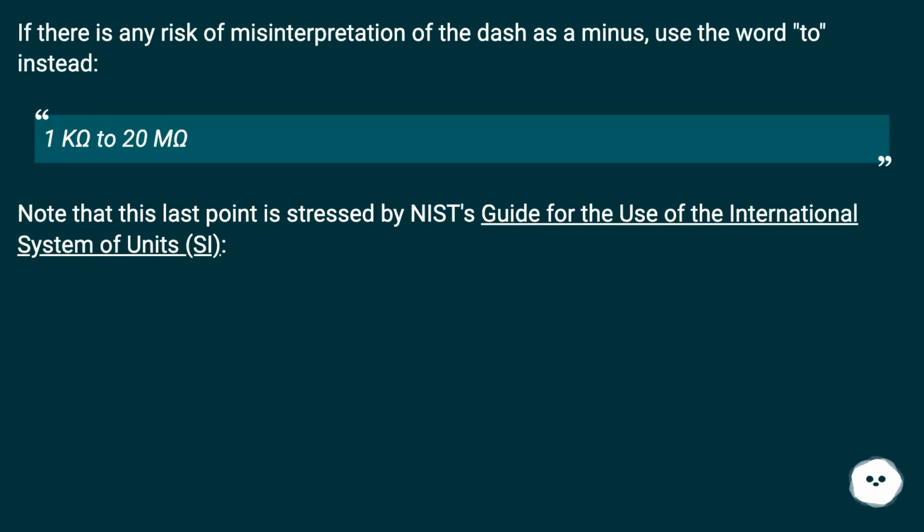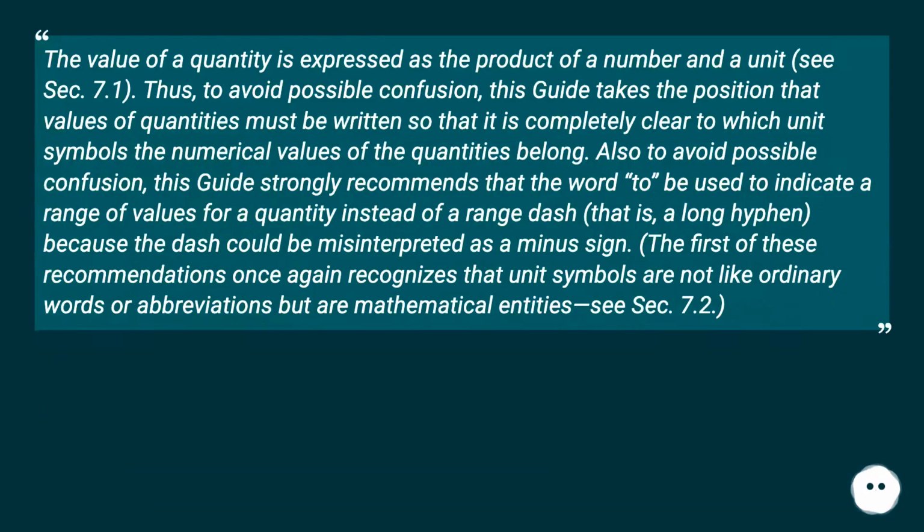Note that this last point is stressed by NIST's guide for the use of the International System of Units, SI. The value of a quantity is expressed as the product of a number and a unit, see section 7.1. Thus, to avoid possible confusion, this guide takes the position that values of quantities must be written so that it is completely clear to which unit symbols the numerical values of the quantities belong.